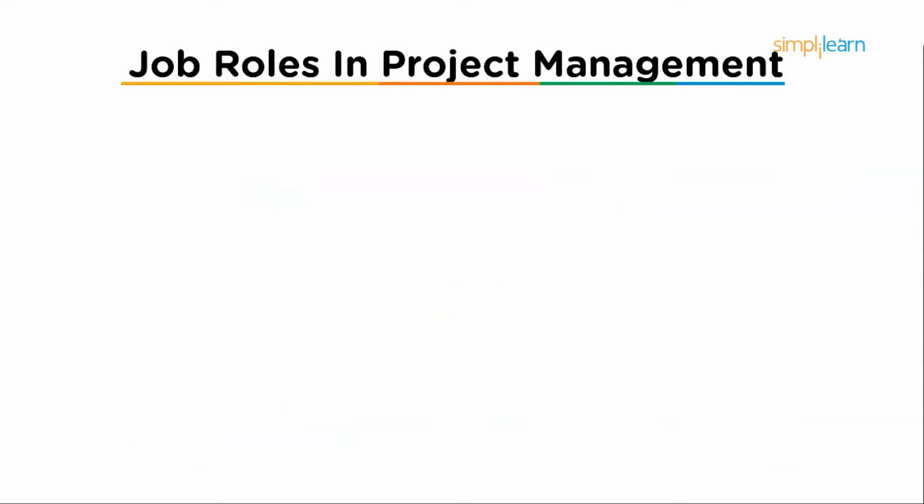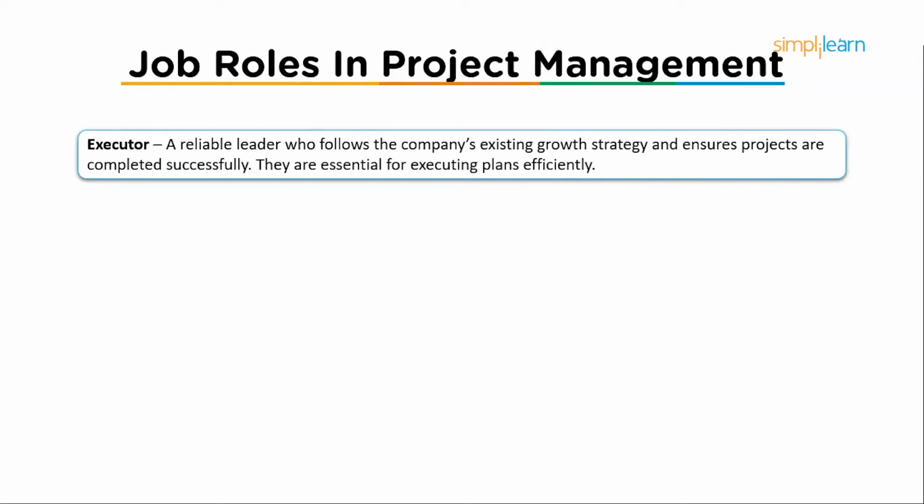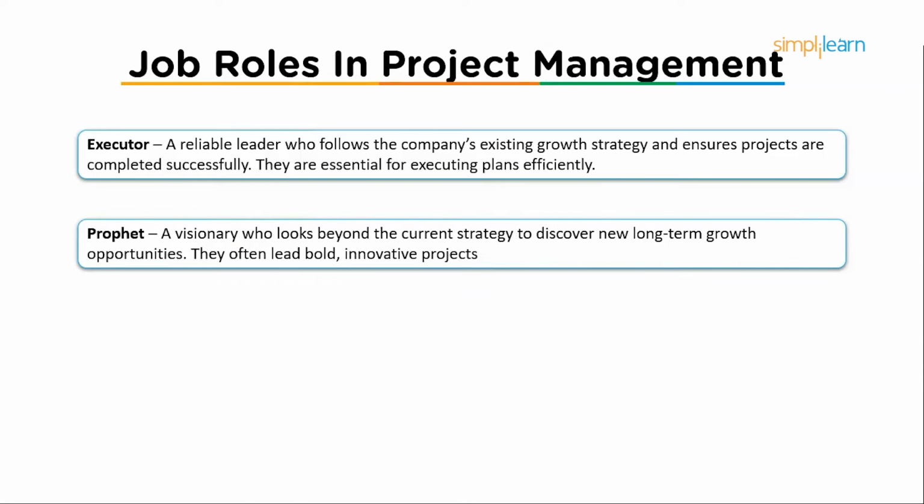Now, moving on to the job roles in project management. There are different types of project managers, each bringing unique value to a company. So, the first one is executor. An executor is basically a reliable leader who follows the company's existing growth strategy and ensures projects are completed successfully. They are very essential for executing plans efficiently. Second is the prophet, a visionary who looks beyond the current strategy to discover new long term growth opportunities. They often lead bold and innovative projects.